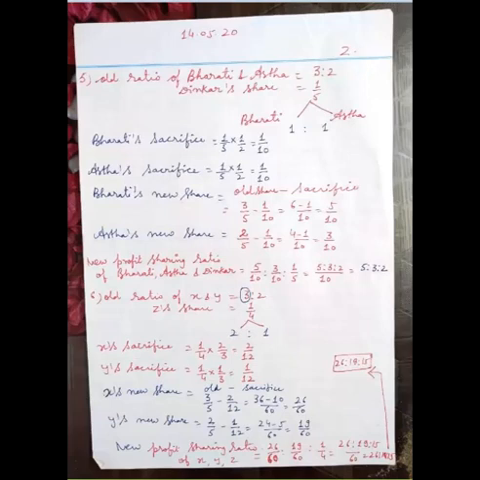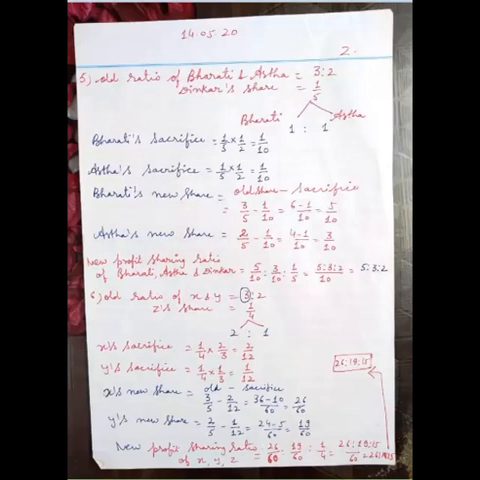Okay, beta. The old ratio of X and Y is 3:2. X's sacrifice is 1/4 into 2/3, because new partner Z is taking his share from X and Y in the ratio 2:1. So you need to calculate X's sacrifice. X's sacrifice is 1/4 into 2/3, which is 2/12. Y's sacrifice is 1/4 into 1/3, which is 1/12.